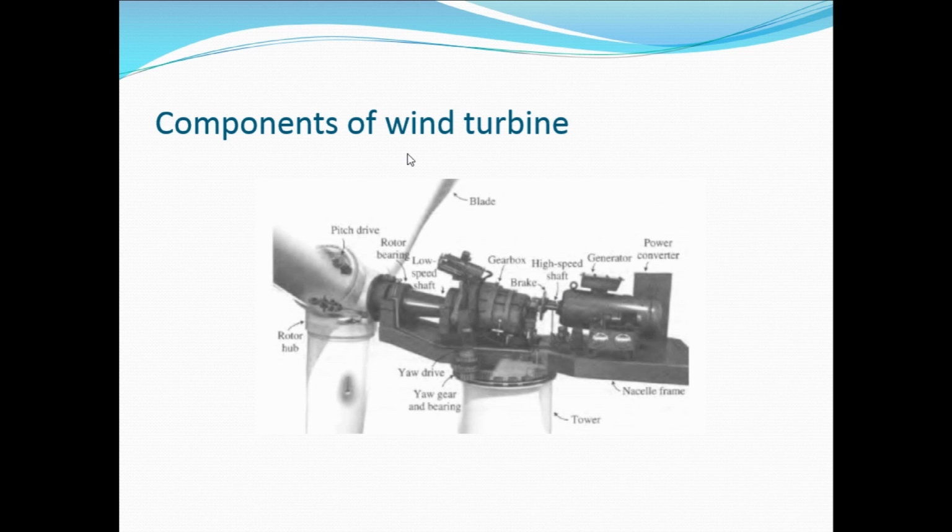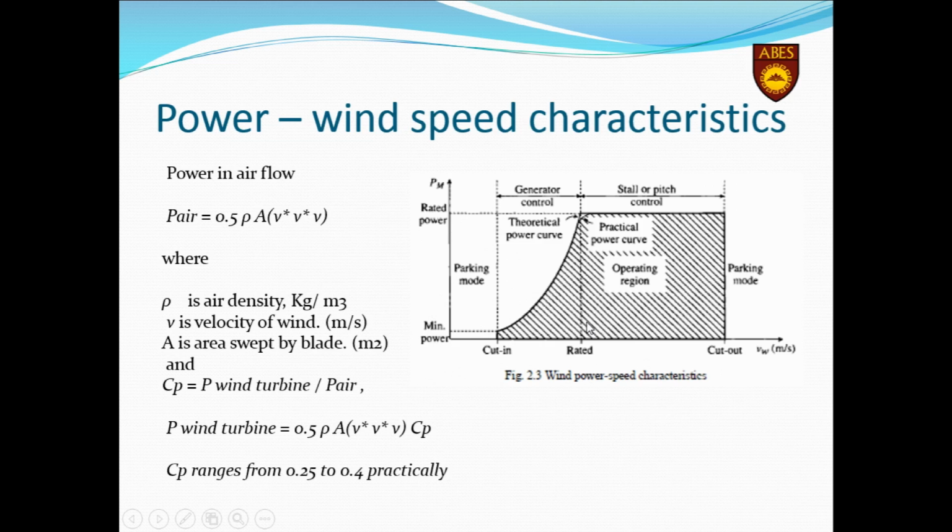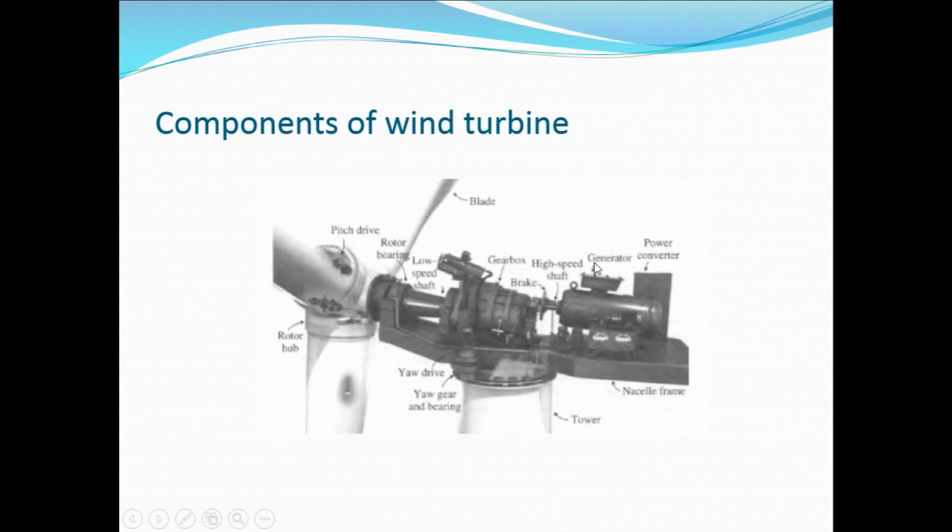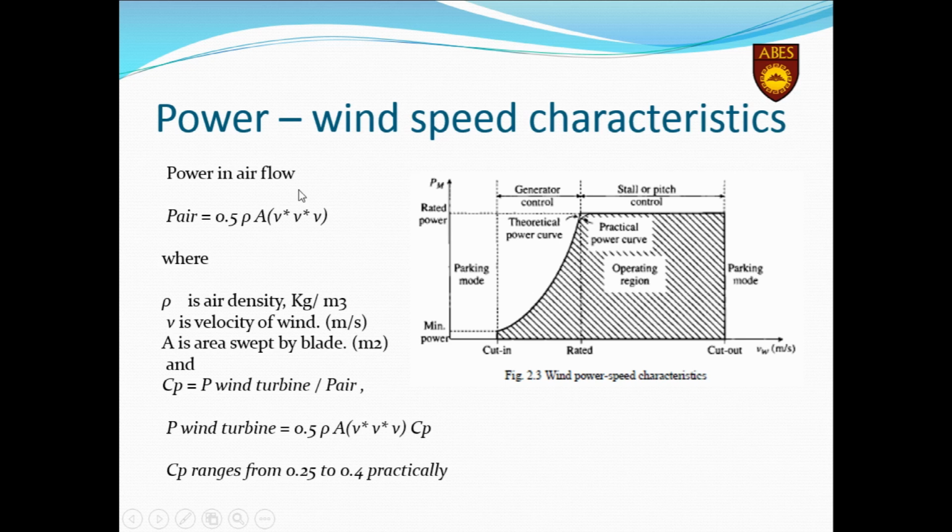Actually, it increases the speed of the wind turbine, and also the torque which is generated and the pulsation of the torque are made to reduce in this particular section. So this was all about the components. Next is power wind speed characteristic.